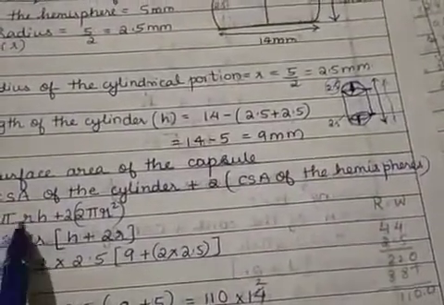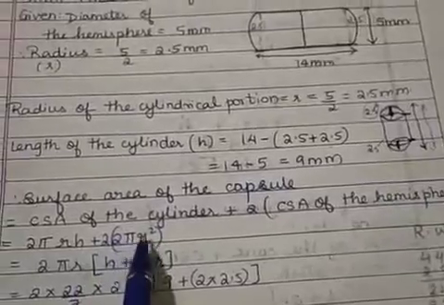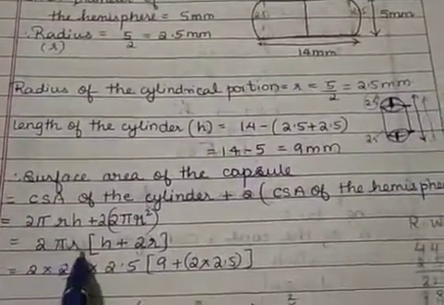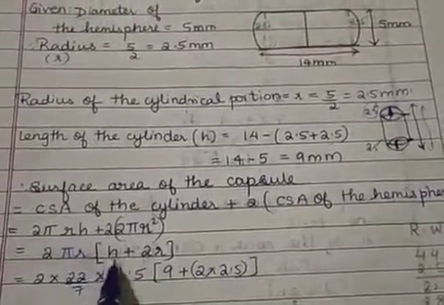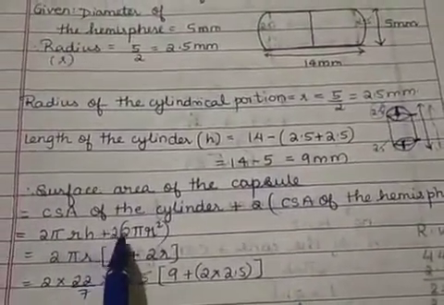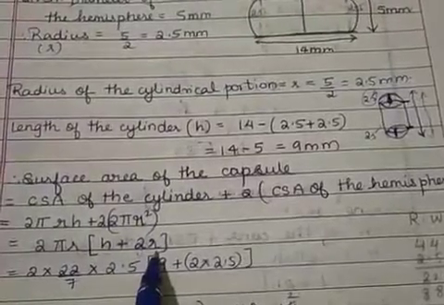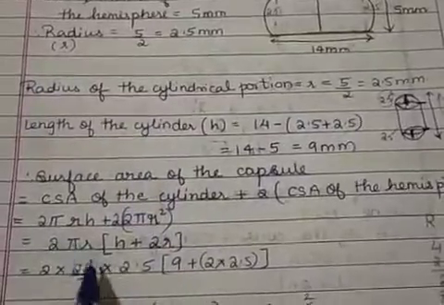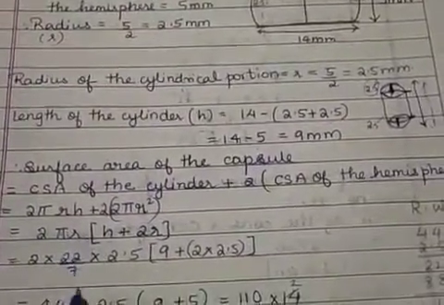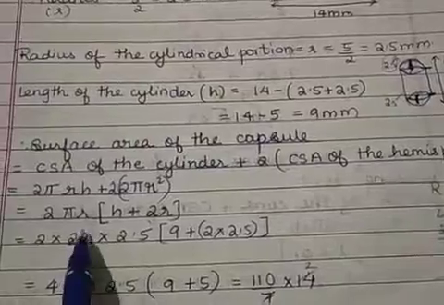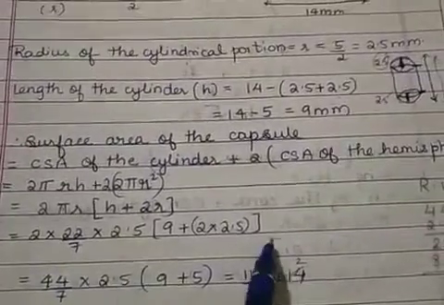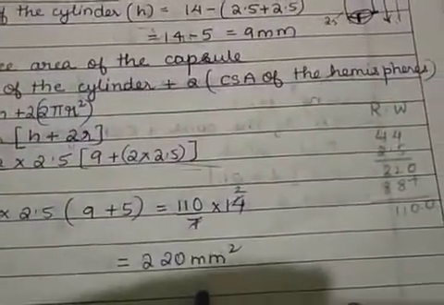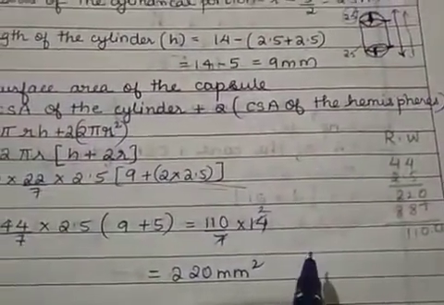Now let us substitute all the values. So you have here 2 pi rh plus 2 times 2 pi r square. 2 pi r and 2 pi r are common, so we can take 2 pi r out. What remains here is h plus 1, 2, and then there is 1 r remaining. Now you substitute all the values. Since it is not mentioned that we have to take pi as 3.14, we can take it as 22 upon 7. And on substituting, you get the answer as 220 millimeters square.